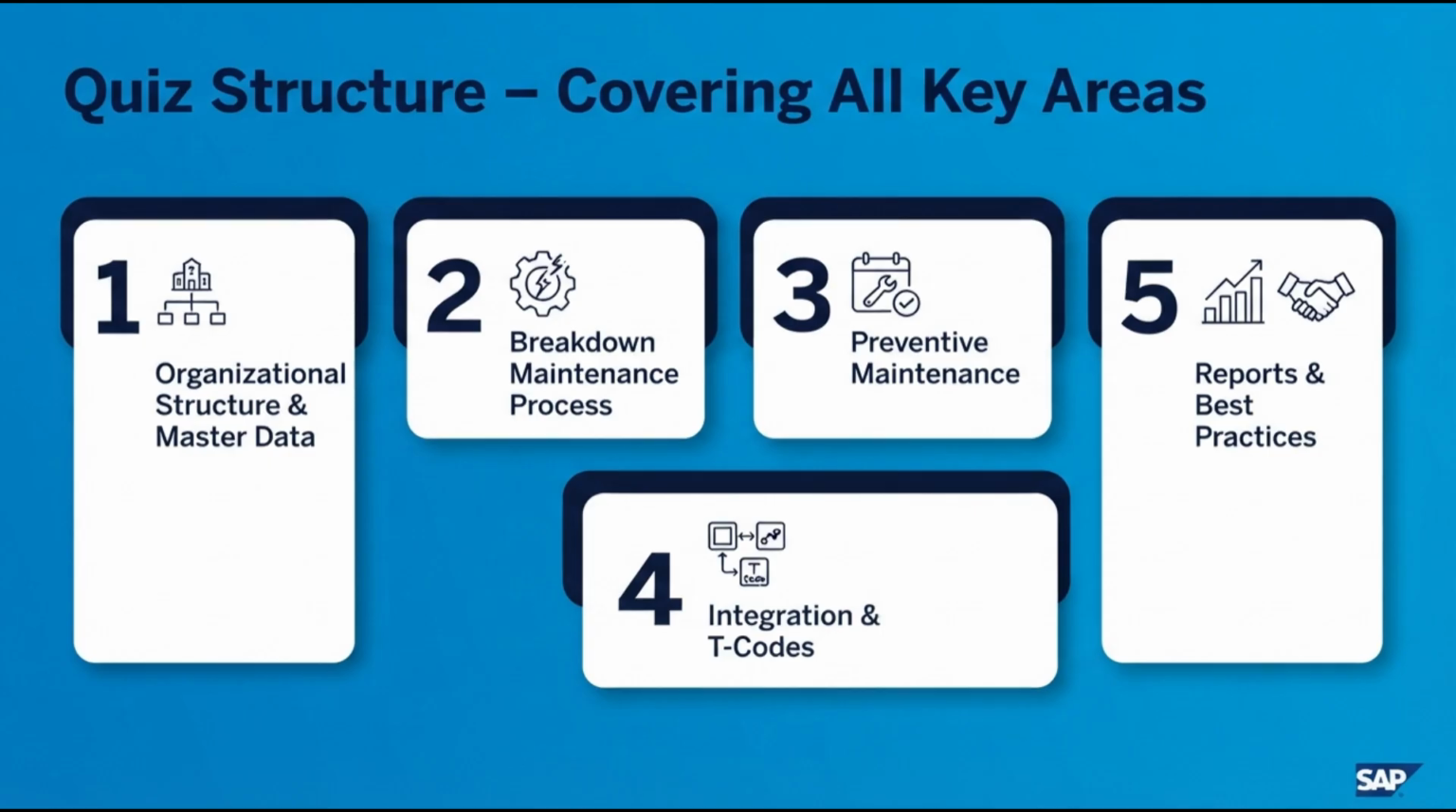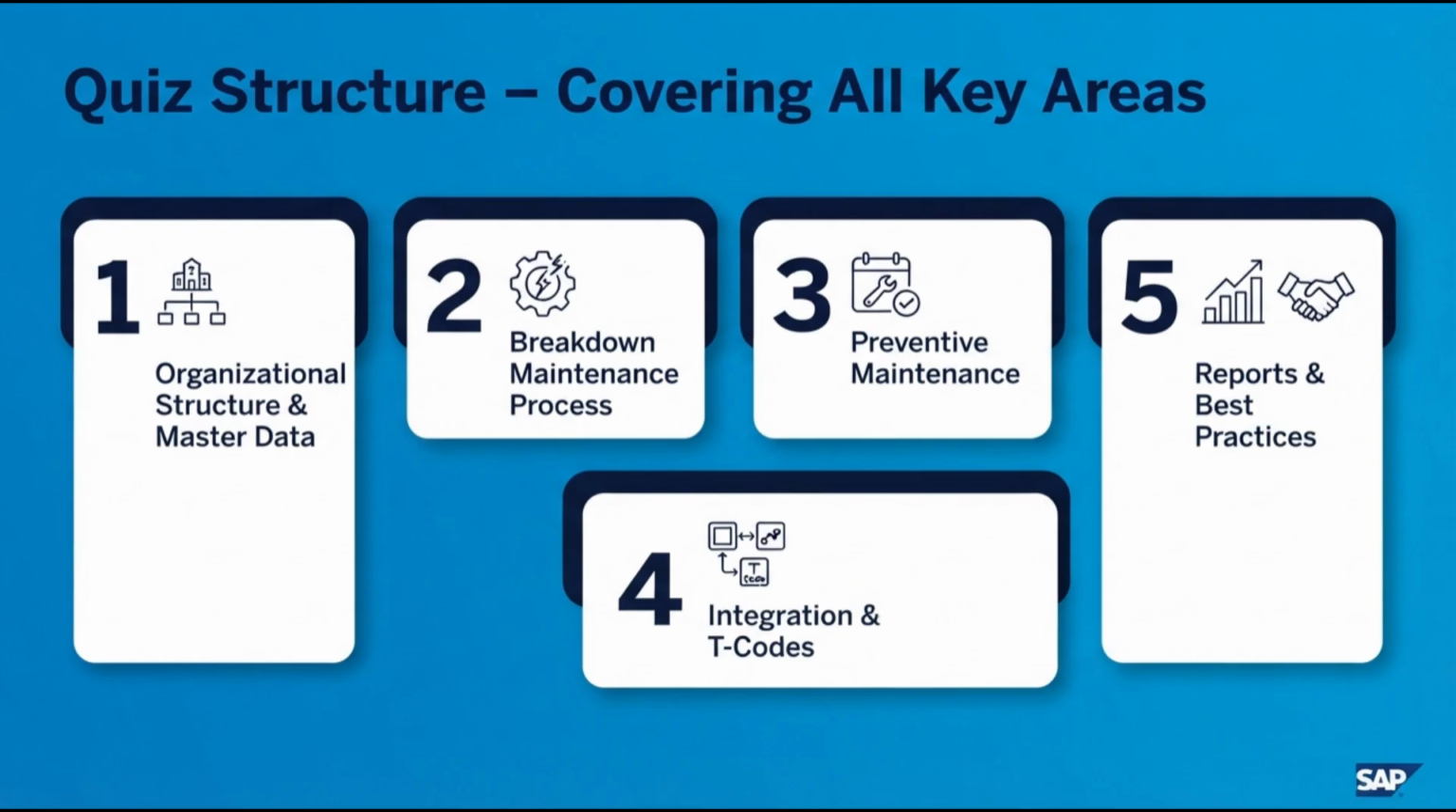The quizzes in this course are organized into 5 clear categories. The first category covers organizational structure and master data. The second focuses on the breakdown maintenance process. The third deals with preventive maintenance concepts and objects. The fourth category tests your knowledge of integration points and important T codes. The fifth category includes reports, common errors, and best practices.